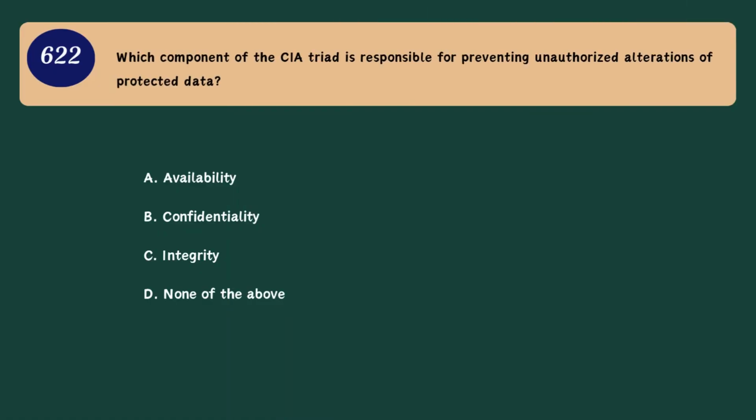Question 622. Which component of the CIA triad is responsible for preventing unauthorized alterations of protected data? A. Availability. B. Confidentiality. C. Integrity. D. None of the above.